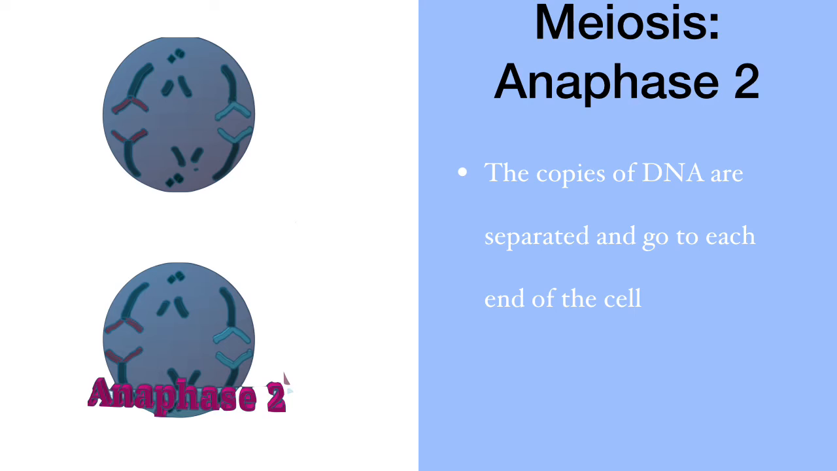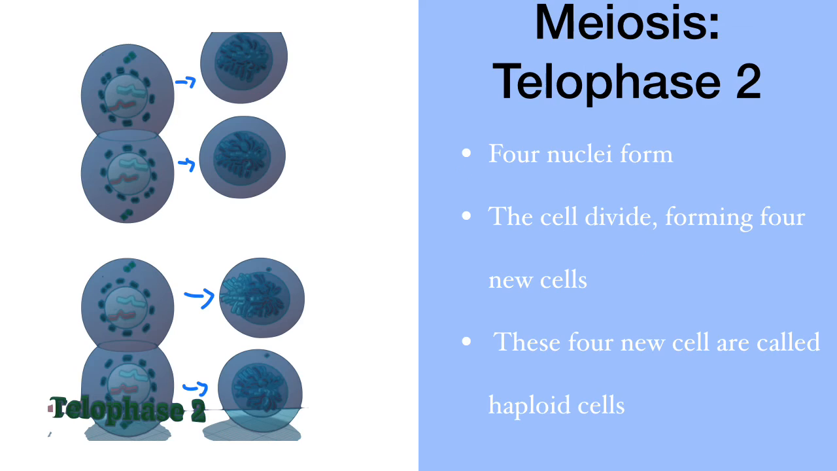Anaphase 2. The copies of DNA are separated and go to each end of the cell. Telophase 2. 4 nuclei form. The cell divides, forming 4 new cells. These 4 new cells are called haploid cells.